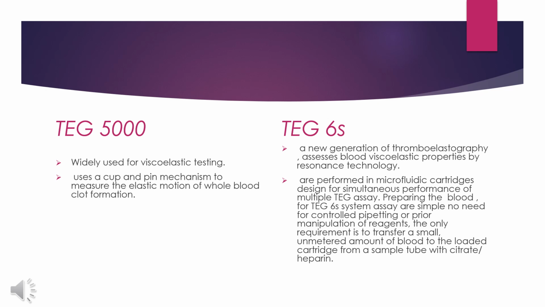So preparing the blood for the TEG 6S system is so simple. No need for controlled pipetting or prior manipulation of reagents. The only requirement is to transfer a small unmetered amount of blood to the loaded cartridge from a sample tube with citrate or heparin.